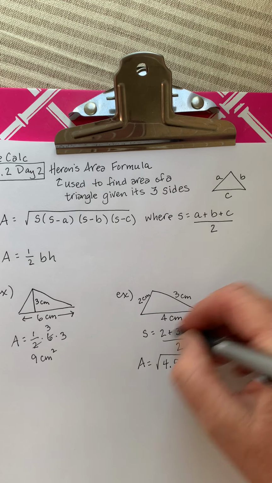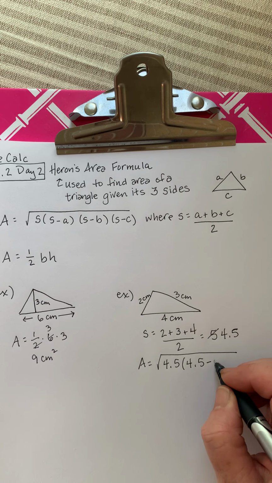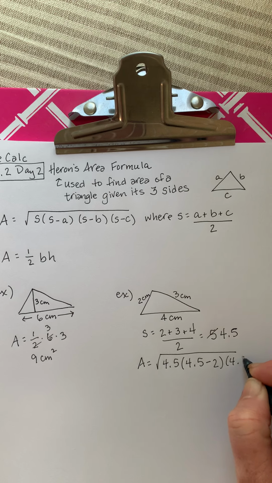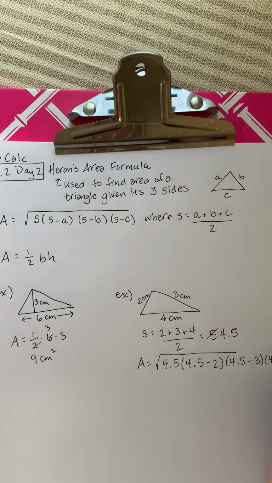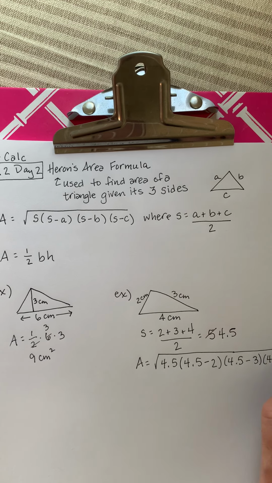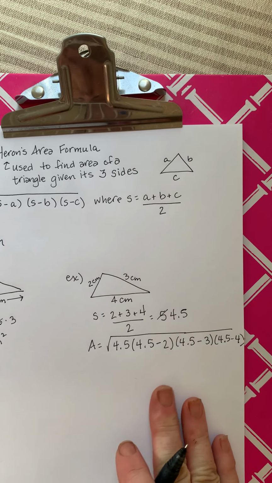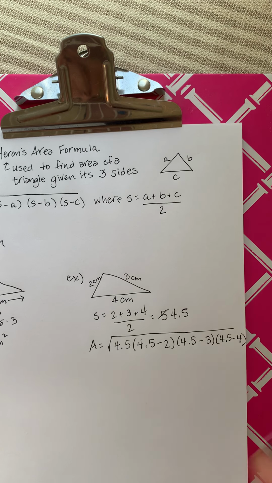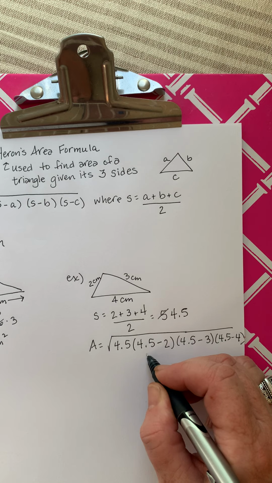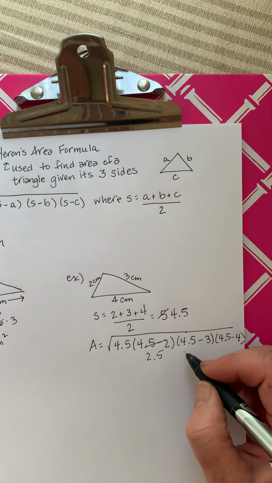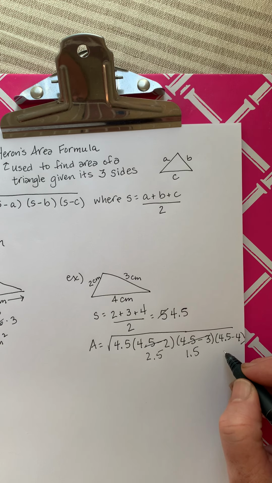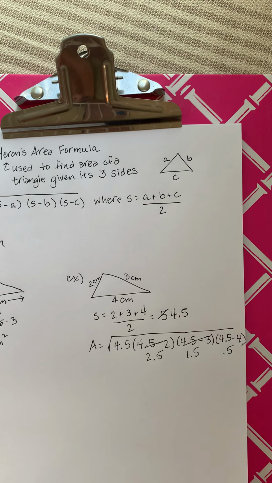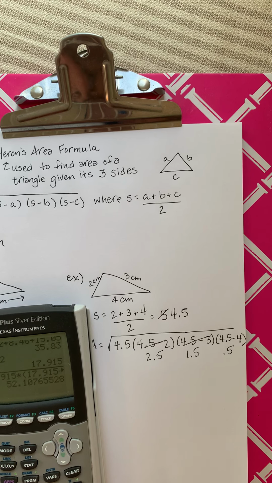4.5 minus A, doesn't matter which is A or B or C, makes no difference. 4.5 minus B, and 4.5 minus C. Okay, and you can enter this whole thing into your calculator all at one time, or you can do a little bit of work to make it less buttons that you have to push. For example, this is 2.5. This is 1.5. This is 0.5. So I can type this in my calculator a little bit simpler.